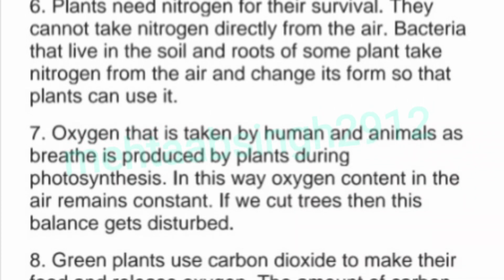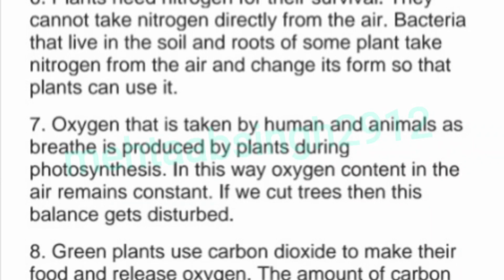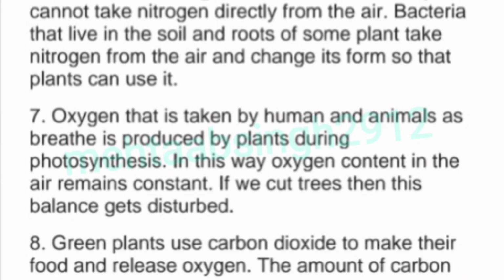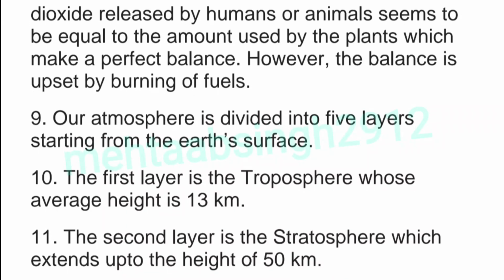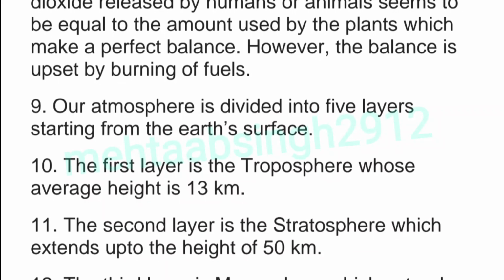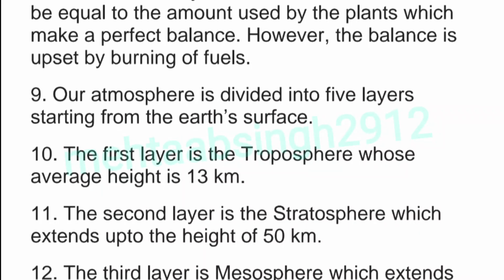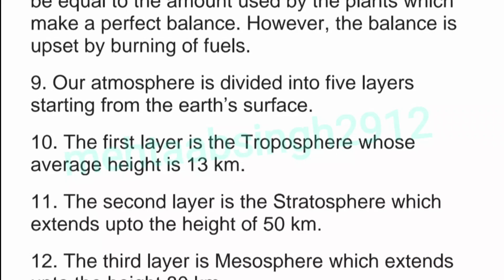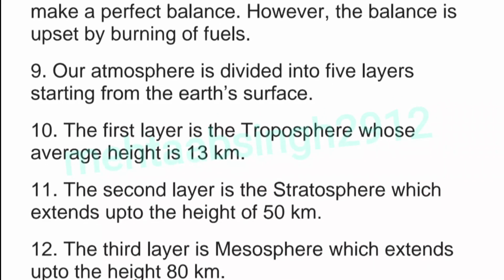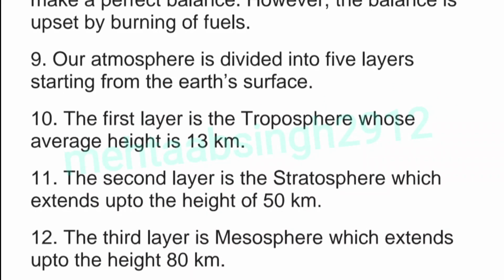Eighth, green plants use carbon dioxide to make their food and release oxygen. The amount of carbon dioxide released by humans or animals seems to be equal to the amount used by the plants, which makes a perfect balance. However, the balance is upset by the burning of fuels.